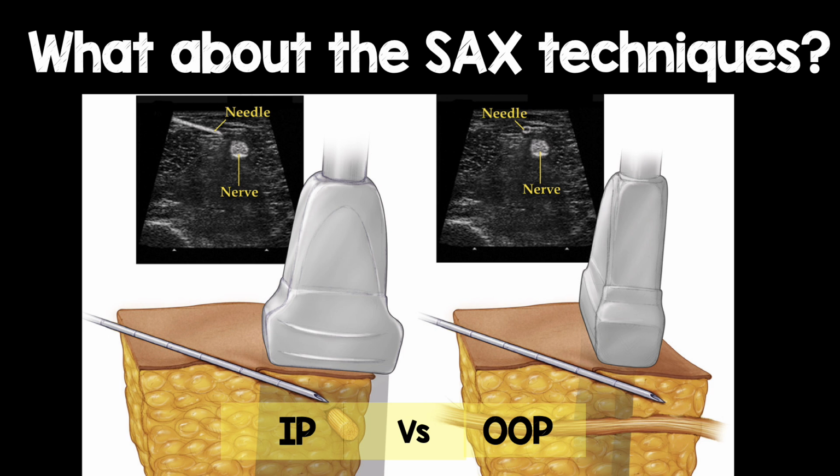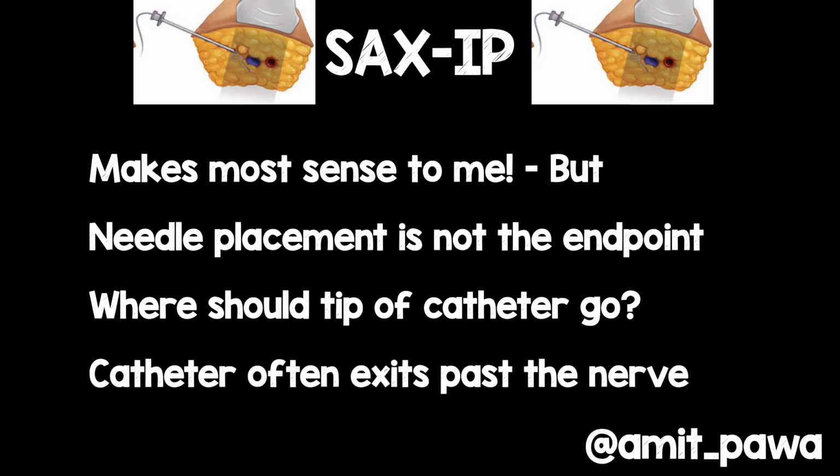Again, you've got the short axis or cross-sectional view of the nerve, and you can needle in plane versus out of plane. Short axis in plane makes the most sense to me, but needle placement isn't the end point, because when you've got your needle in place, you've then got to place the catheter there. Where does the catheter end up going? And often, the catheter will exit past the nerve.